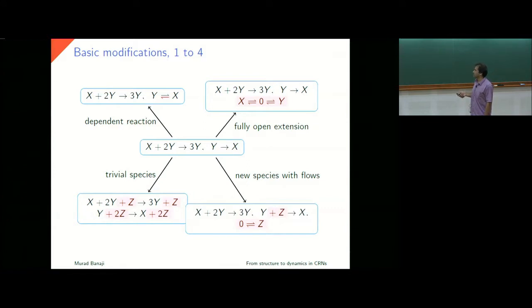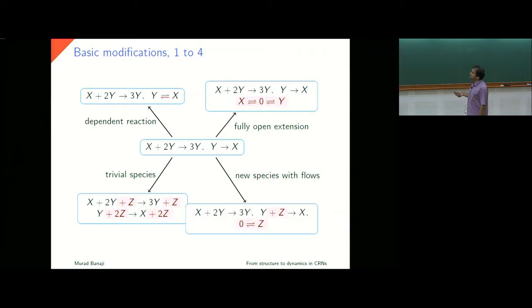So one basic modification is introducing a so-called dependent reaction. And the simplest example of that is if you have, say, Y goes to X, and you now introduce X goes to Y, whose reaction vector is just minus the reaction vector of your first reaction. That's an example of introducing a dependent reaction. So that's an allowed modification, which preserves a lot of behaviors, preserves, in fact, arbitrary hyperbolic behaviors.